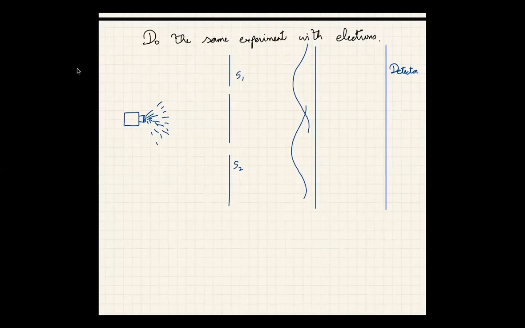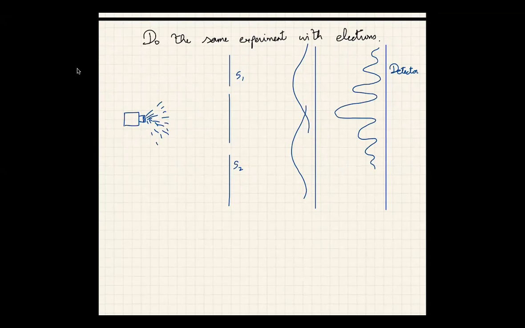Instead, I get something that looks like what you would expect if you were doing an interference experiment with waves. In other words, if I do an experiment with electrons in exactly the same way, the pattern that I see on the detector, that is the probability distribution of the electrons on the detector, actually follows a wave-like pattern.